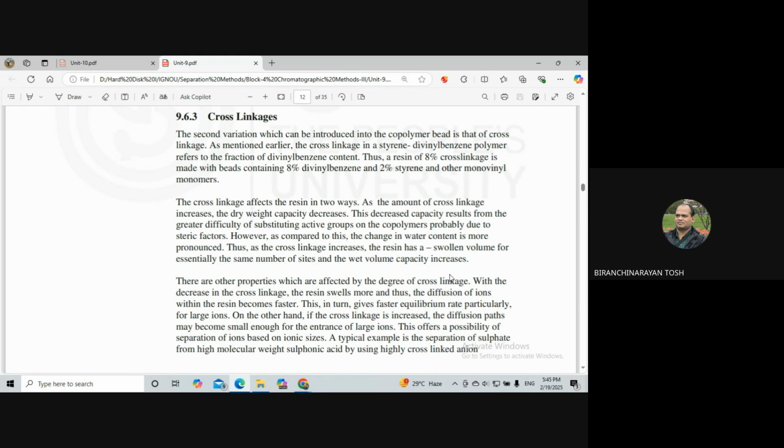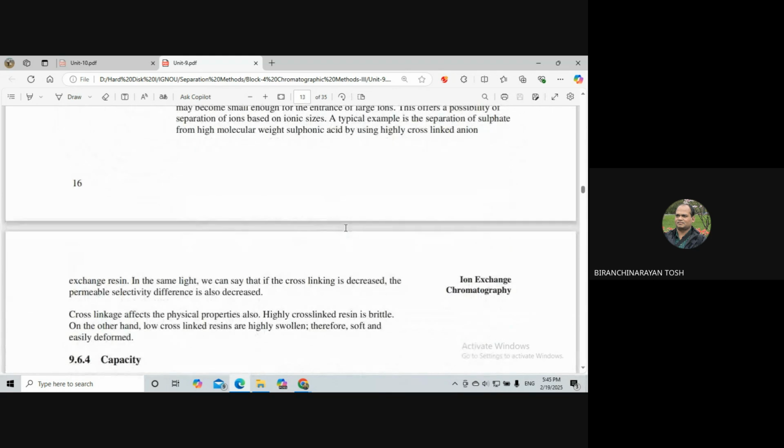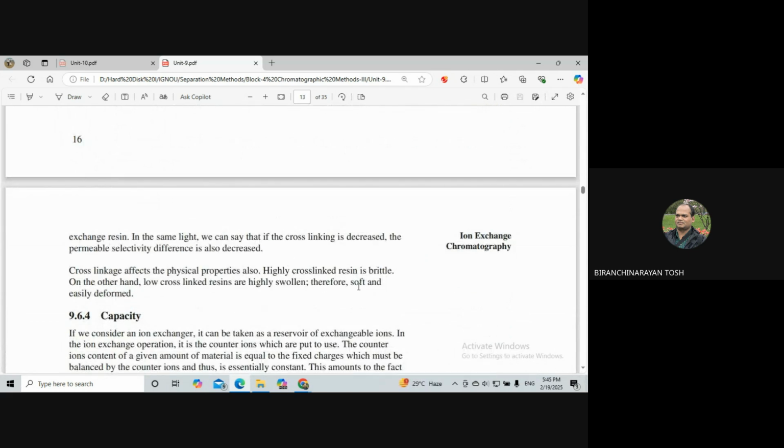As the cross-linkage increases, the dry and wet capacity decreases. This decreased capacity results from the greater difficulty of substituting active groups on the copolymer, probably due to the steric factor. Okay, so the cross-linkage affects the physical properties also. Highly cross-linked resin is brittle. On the other hand, low cross-linked resins are highly swollen, therefore soft and easily deformed.